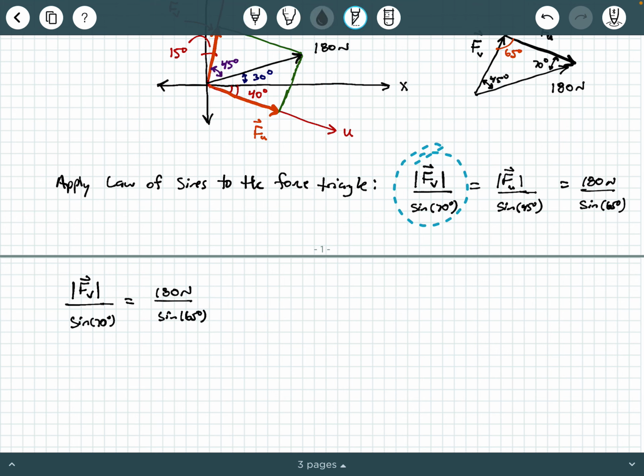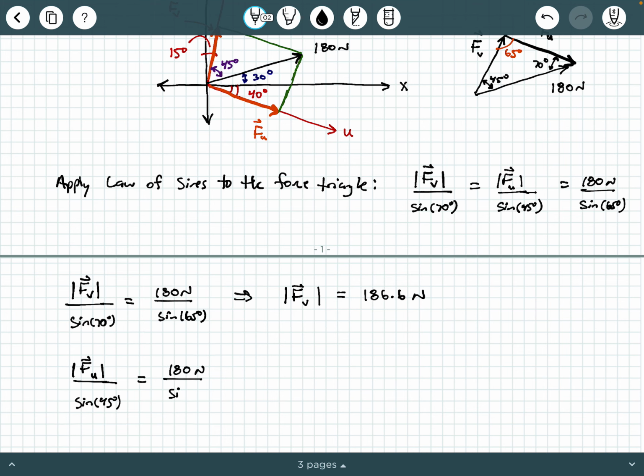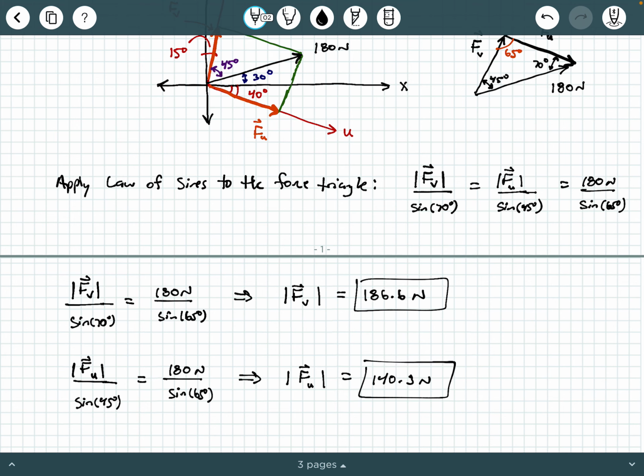So I've set this term equal to this third term, and with some rearranging I get the magnitude of F sub V equal to 186.6 newtons. Similarly, the magnitude of F sub U over sine of 45 degrees is equal to 180 newtons over sine of 65 degrees. With a little rearranging, I get the magnitude of F sub U equal to 140.3 newtons. These are my final answers. I could round these to 3 significant figures and still be okay. Regardless, this is how we do it, and this is what we get for those two force components along those two axes, V and U.